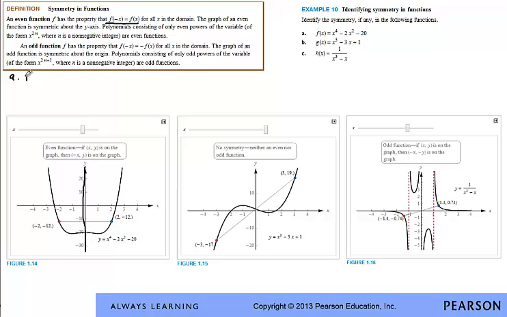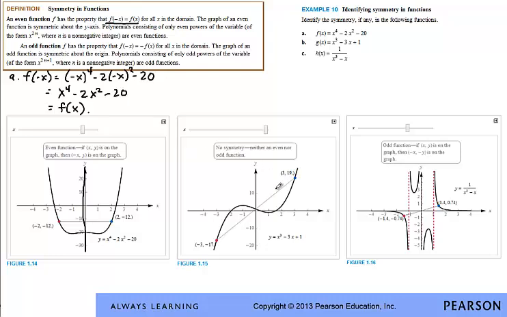I'm going to take this function that they've given me for a, and I'm going to insert a negative x. So that would be a negative x raised to the 4th minus 2 times that negative x quantity squared minus 20. And then I'm going to simplify this a bit, and negative x raised to the 4th is the same as x to the 4th. Minus 2 times negative x raised to the 2nd is the same as x to the 2nd, minus 20. And if you'll notice, this equals f of x. This proves that this first function is even.